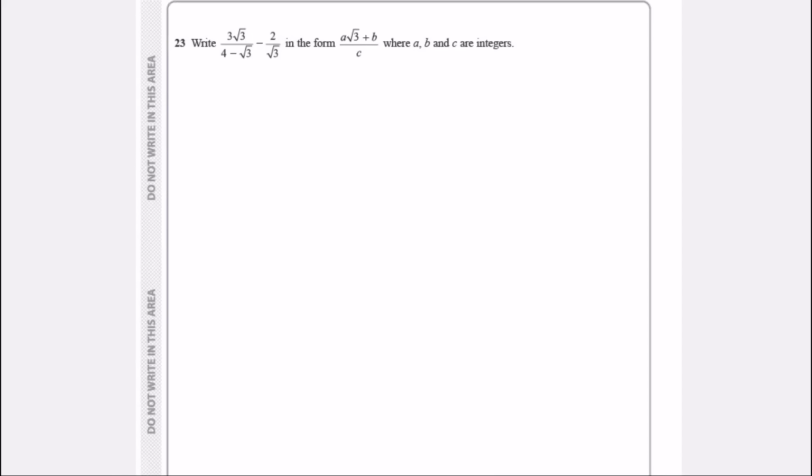Question 23. Write 3 root 3 over 4 minus root 3, minus 2 over root 3, in the form a root 3 plus b over c, where a, b, and c are integers. So we've got 2 steps to this. We need to rationalize the denominator, and we need to add or take away the fractions. I'm not sure it matters what order we do it in. You could do it in either order.